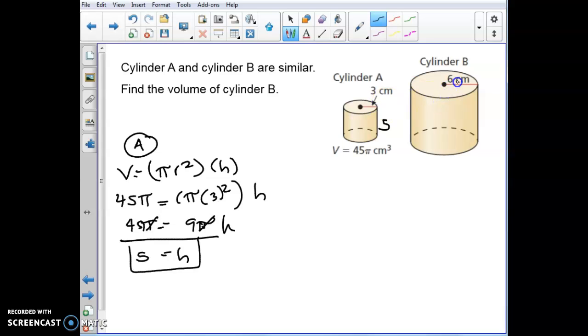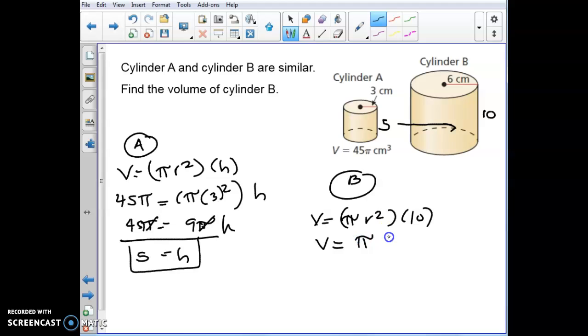So if these two are similar and cylinder B has a radius that's twice as long as that of A, then use the same scale factor to find the actual height of cylinder B. If you double 5, this would become 10, so the height is 10. Now we can find the volume, which is pi r squared times the height of the cylinder, 10. r squared is 6 squared, so that's 36. So the volume would be equal to 360 pi. That's the actual volume of cylinder B.